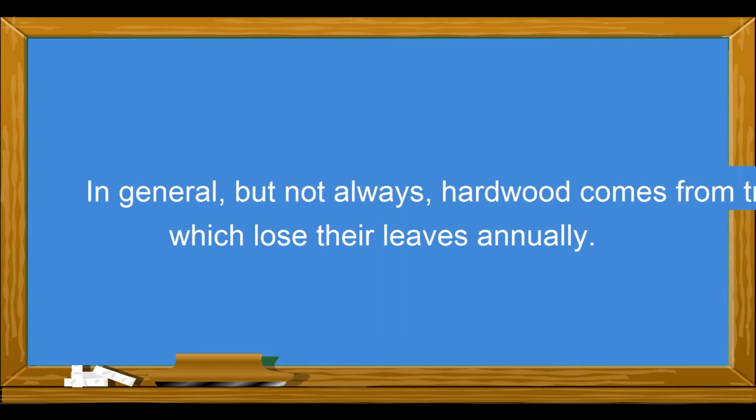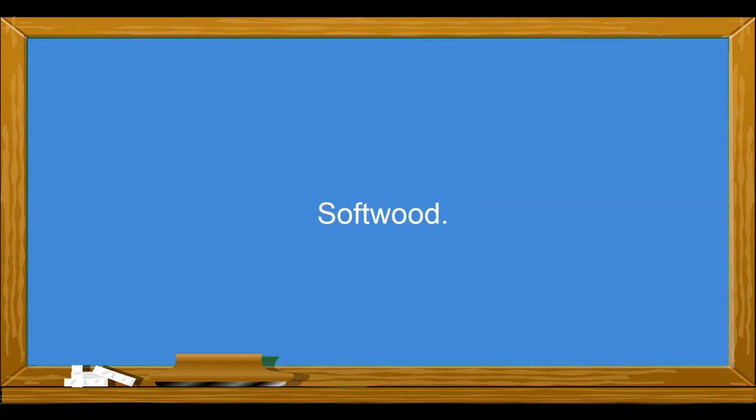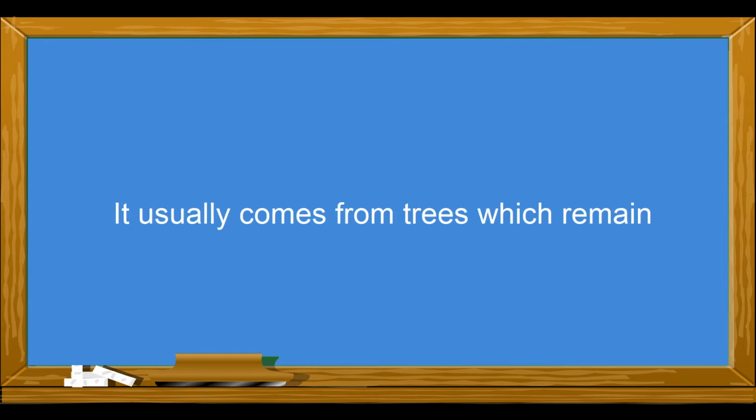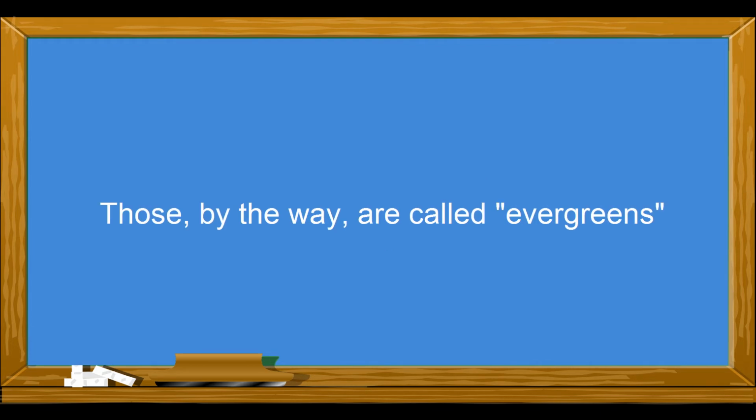Hardwood. In general, but not always, hardwood comes from trees which lose their leaves annually. Hardwood is usually slower growing, and the wood is dense. Softwood. Softwood is more common than hardwood. It usually comes from trees which remain green year-round, like pine trees, for example. Those, by the way, are called evergreens.